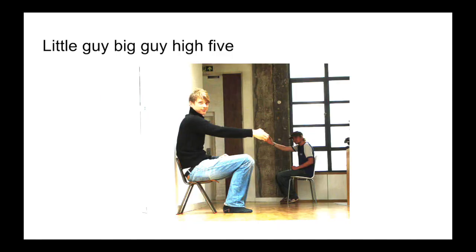Next one is the big guy, little guy high five. You've got a student that is close to the camera and a student that's far away, and you line up their hands. Looks like they're kind of doing a dap thing. You do a fist bump thing. You want both hands to be visible. You don't want one person's hand completely hidden behind the other person's. That kind of ruins the illusion.